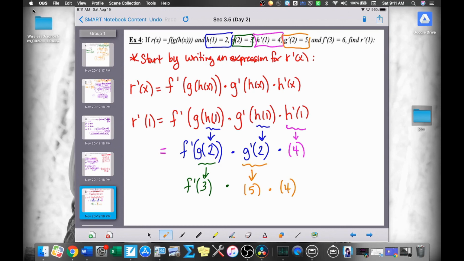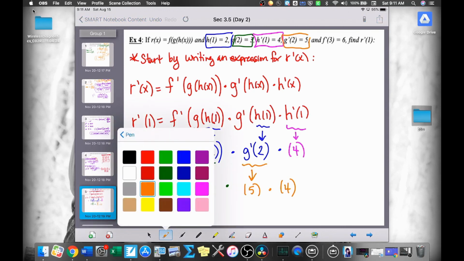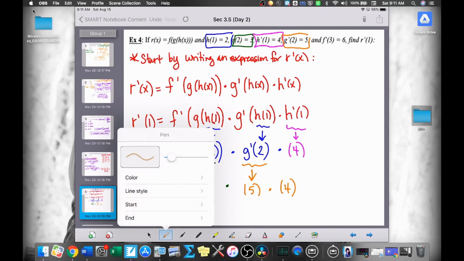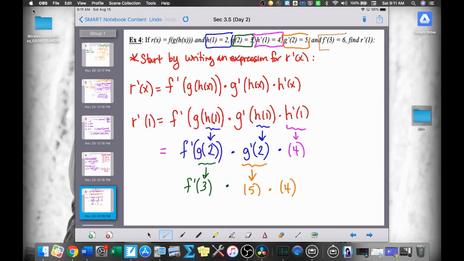So then finally, last one. f'(3) is 6. So this is 6. So I end up with 6 times 5 times 4. This should give me the value of r'(1). So r'(1), 6 times 5 is 30, times 4 is 120. So I was able to answer the question.